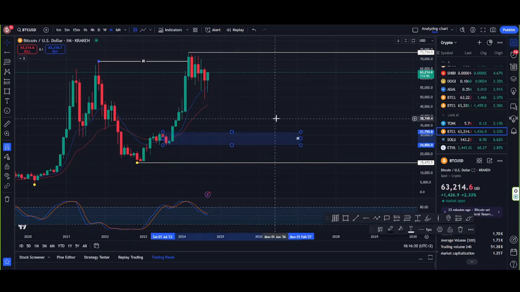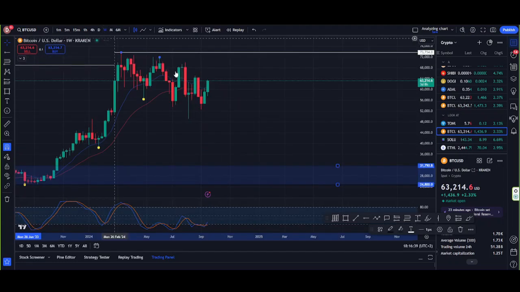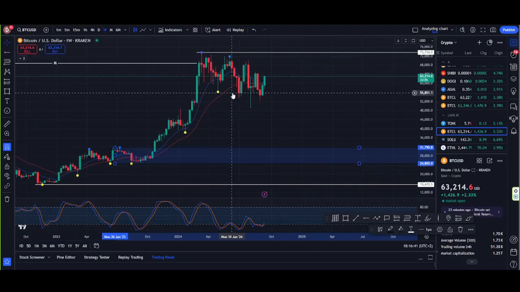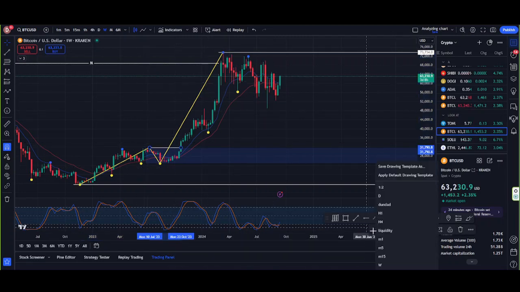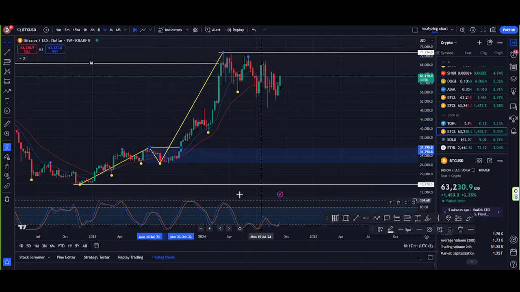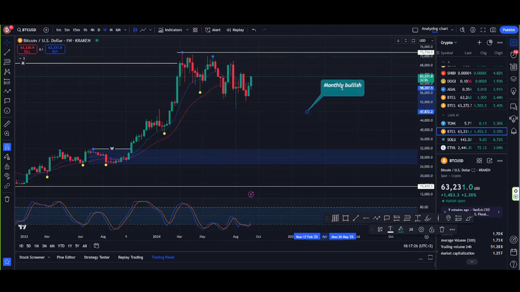Now that we've looked at the monthly and we know this is the area we're interested in, we move on to the next time frame. I look at the weekly time frame to understand a little better. The weekly is also bullish. This is my weekly area. Fantastic. So we know my monthly is bullish and we've got our weekly bullish.